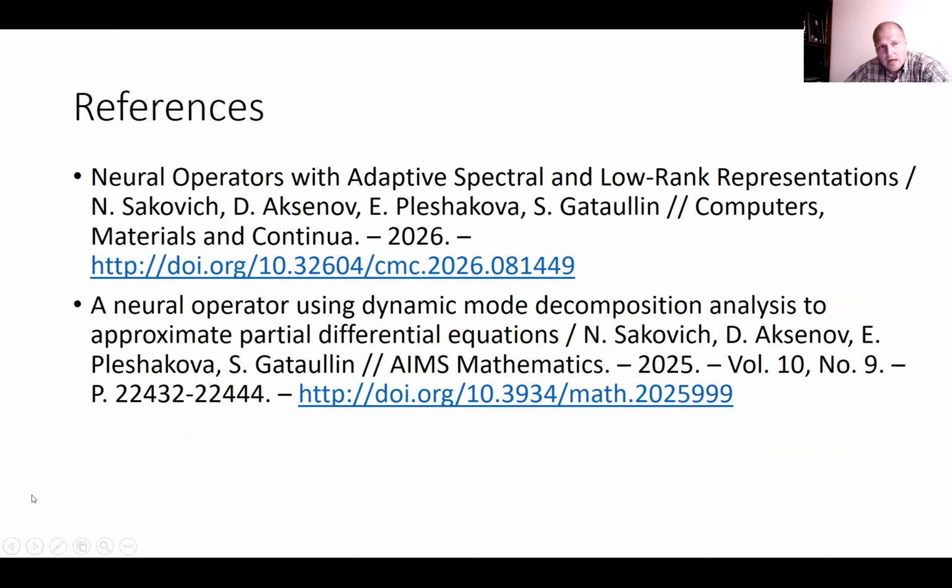Yes, thank you very much. We have presented today the first paper we published with the same title, and we have another paper we have published later, a neural operator using dynamic mode decomposition analysis for the same class of tasks, and now we are working on a long version with all our experiments, and we will be happy to present it if you want.